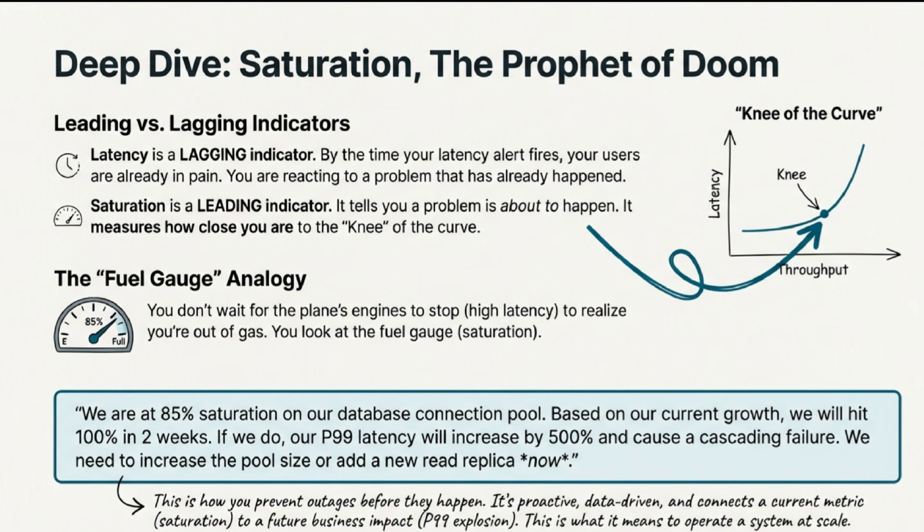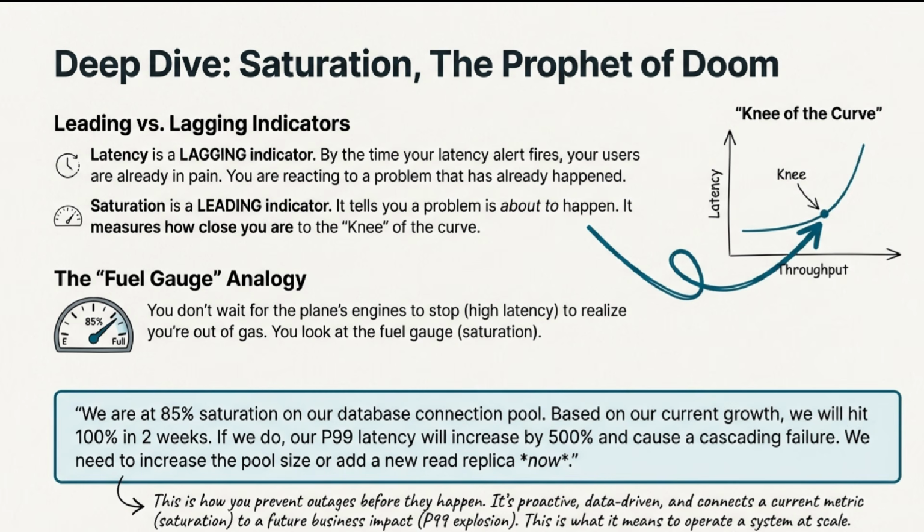It can be the number of open file descriptors. It can be the depth of a message queue. The thing about saturation is that it's a leading indicator. If your CPU saturation goes from 40% to 80%, your latency might stay perfectly flat. Everything looks fine. But because of the knee of the curve, you are now inches away from a latency explosion.